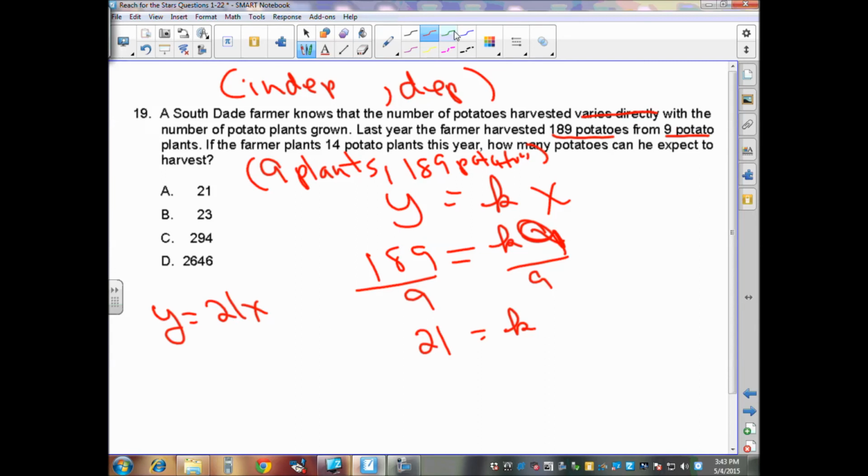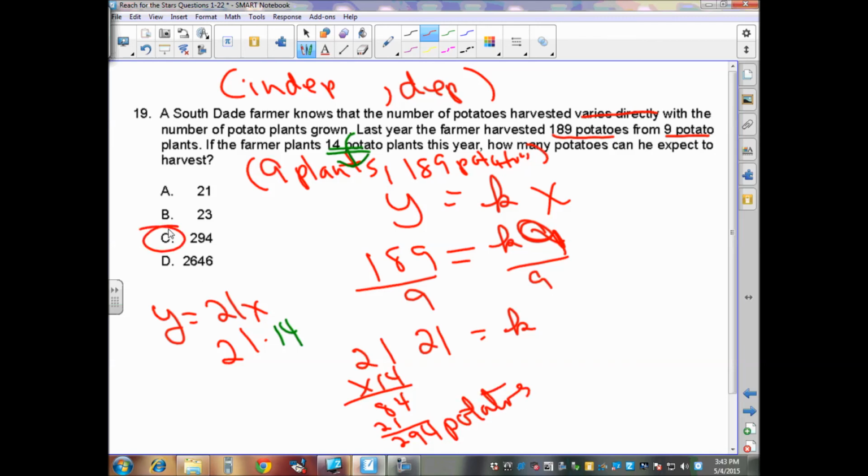Last year, he plants 14. How many potatoes can he expect? Well, remember, the plants was x. So you fill in 14, 21 times 14. 294 potatoes would be the answer. That is C.